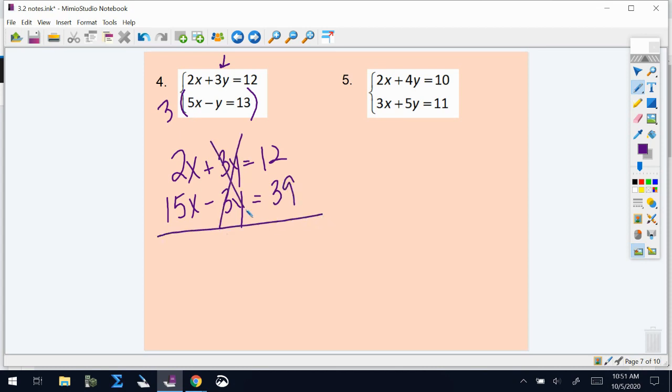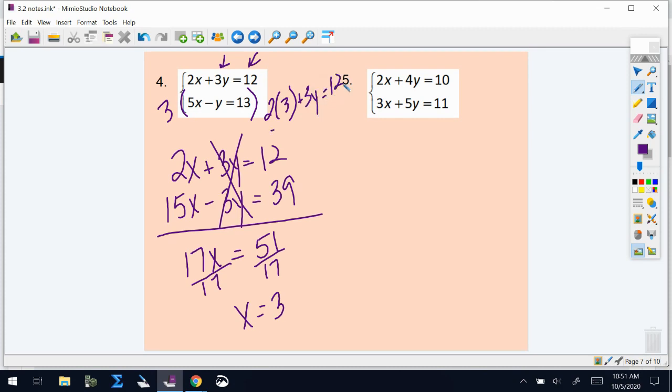Now I can go through and do this because my y's eliminate. I'm going to add my x column. 2 plus 15 is 17. I'm going to add my constant column. 12 plus 39 is 51. And I'm going to divide by 17. You get 3. Once you know what x is, you need to go back and find what y is. So I'm going to put this 3 back up into this top line. So I'm going to have 2 times 3 plus 3y equals 12. 2 times 3 is 6. So I'm going to subtract 6 from both sides. I get 3y equals 6. So divide by 3. y equals 2.